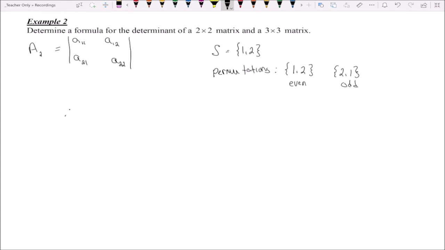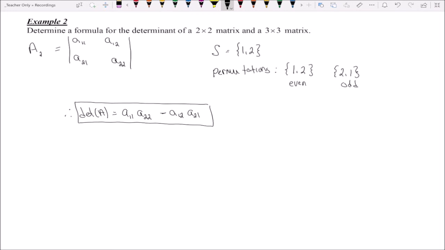So by the definition, determinant of A, start with the first permutation. It is even, so we have a plus sign: A11 times A22. Now we're going to use the second permutation. It is odd, so we get minus A12 A21. So this is our formula for a 2 by 2 determinant.